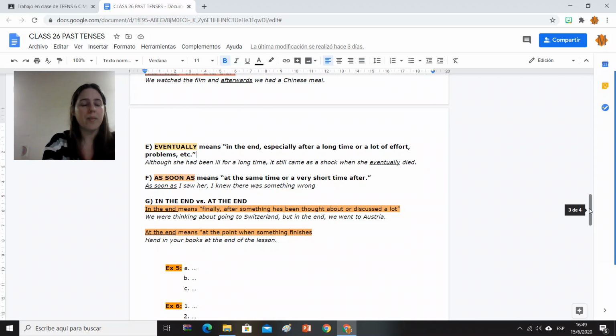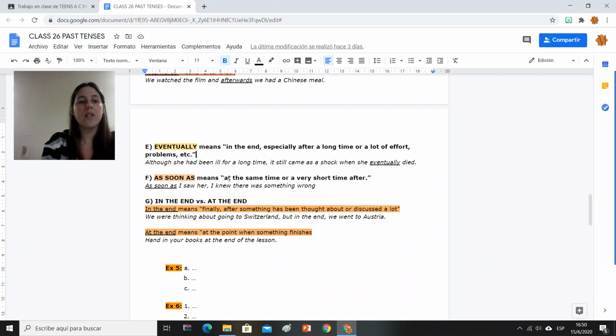Then we have eventually means in the end, especially after a long time or a lot of effort or problems. Although she had been ill for a long time, it still came as a shock when she eventually died. Cuando eventualmente, cuando al final de ese proceso sucedió. Entonces, eventually es lo mismo que decir in the end. Como después de todo un proceso, finalmente sucedió eso. Eventualmente.